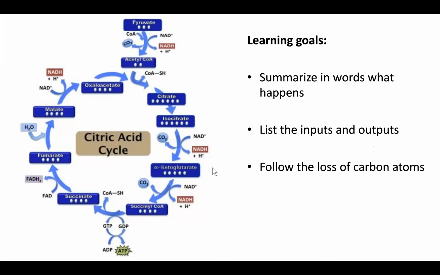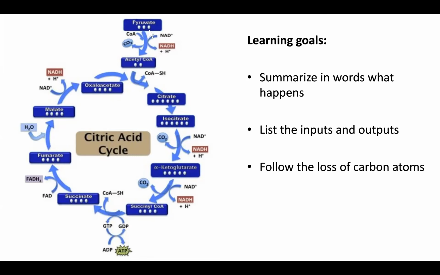Here we have the citric acid cycle. You may have heard it been called Krebs cycle before. I'm going to use the term citric acid because we're kind of moving away from calling things after people's last names. So citric acid cycle. Our learning goals for this process are to summarize in words what happens, list the inputs and the outputs, and follow the loss of carbon atoms.